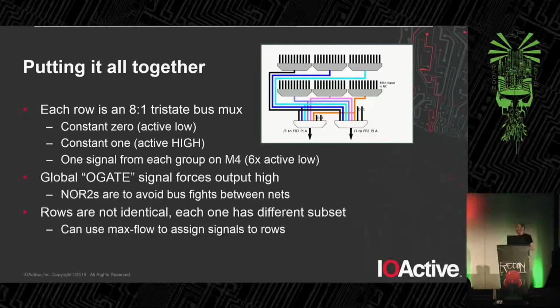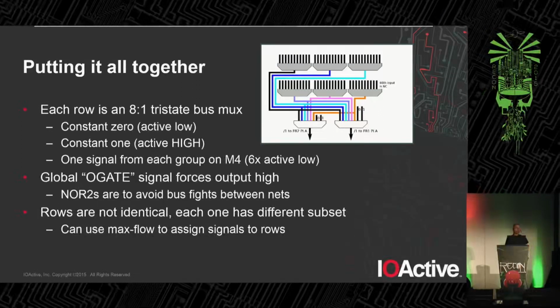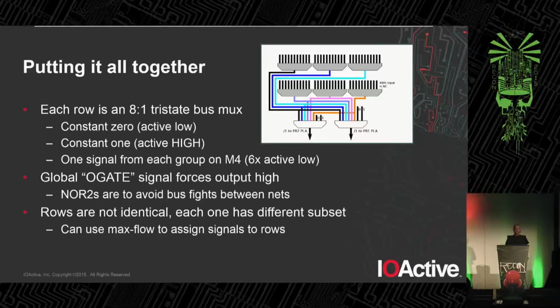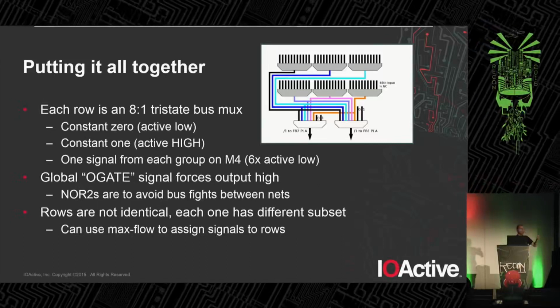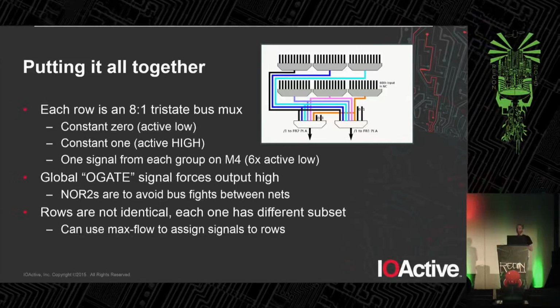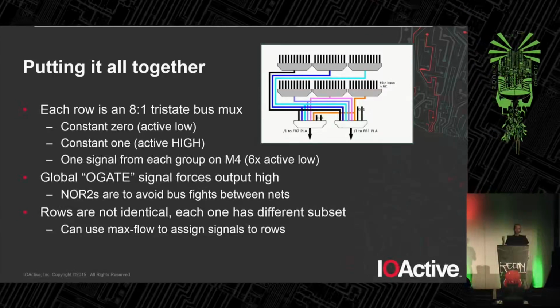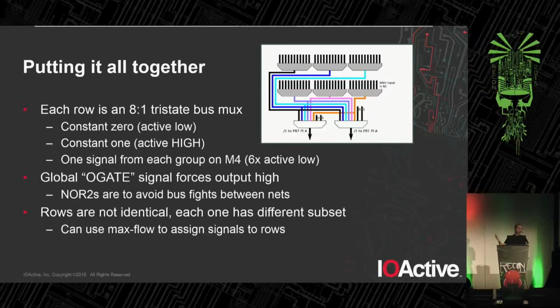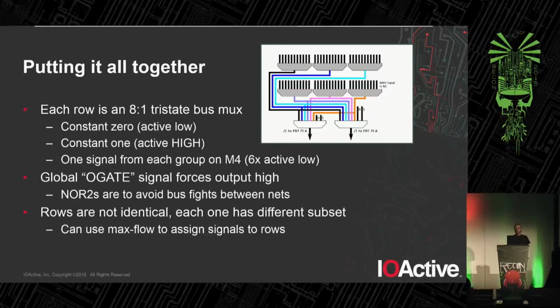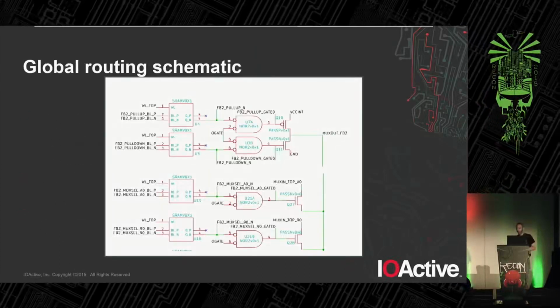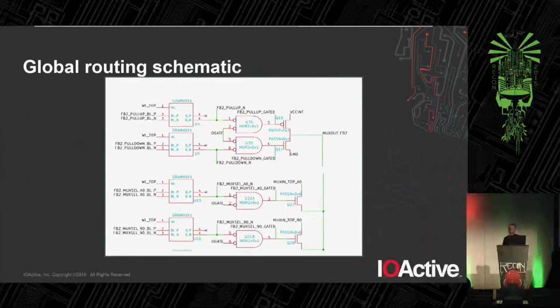And the rows are, again, not identical, but it turns out we can actually do the routing using max flow. We just create a source node for each of the nets we want to route. We create a directed graph with paths for each of the legal connections to each row. Then we create a sink node with however many nets that we want to draw out, and we can just use max flow to route everything. So as it turns out, the structure is pretty much that.